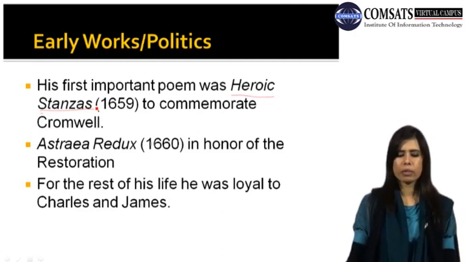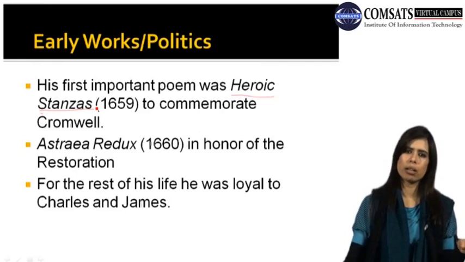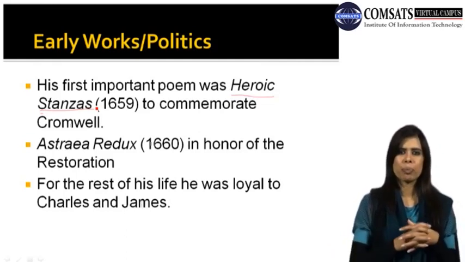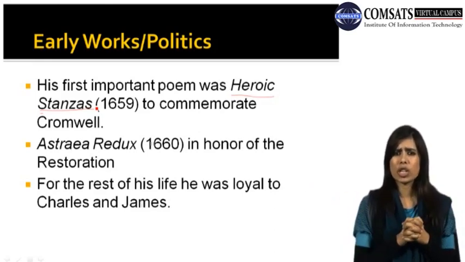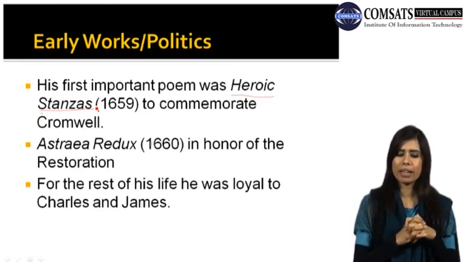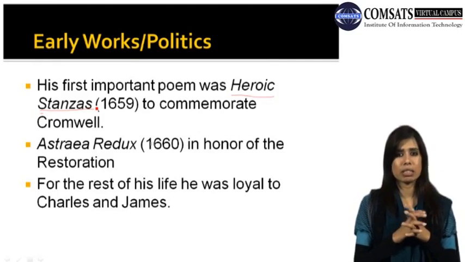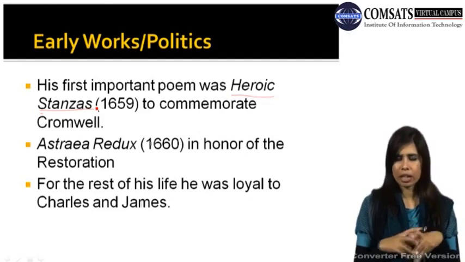For the rest of his life he was loyal to Charles and James, so he was a very loyal kind of person. Previously, when we were talking about the Restoration period in England, Charles II came into power in 1660. At that time Dryden wrote his book Astrea Redux in 1660. So for the rest of his life he was obedient to the king of that time.